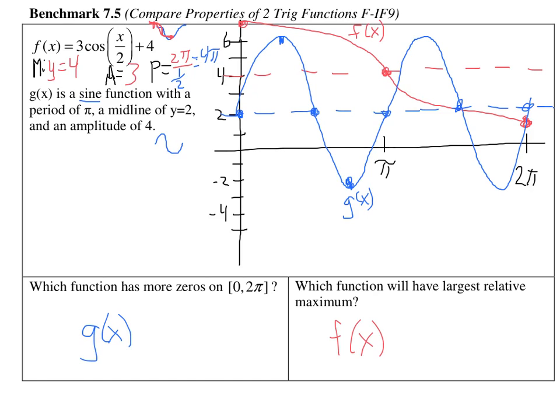Now be aware, I could also ask which has the minimum. Which one has the lowest value, the lowest minimum? This one would be g, because g is down here. So if I said minimum, you're talking g. But maximum, it would be the red. So make sure you be careful of that. What if I said which has the least zeros? Well, the least zeros would have been f of x.